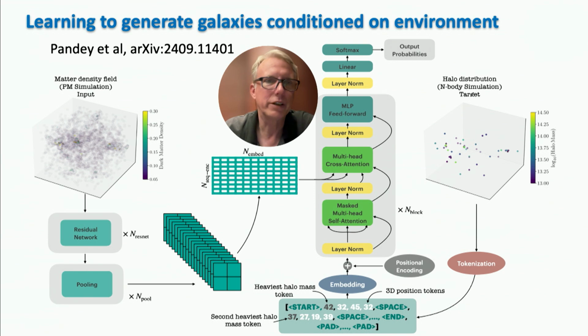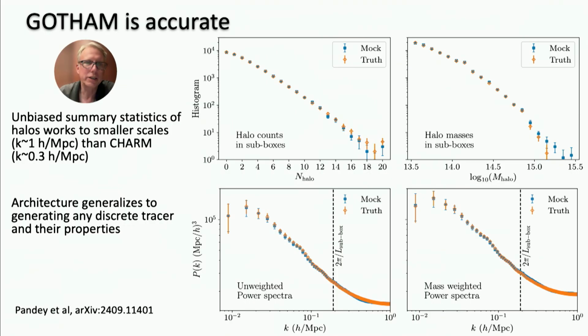So we're really learning to generate point sets and their properties, for example, galaxies, conditioned on environment. This, of course, has many other interesting applications outside of astrophysics, but we're excited about the potential here. This is very accurate and has been successful to much smaller length scales, deeper into the nonlinear regime. But I don't want to spend much more time on this.